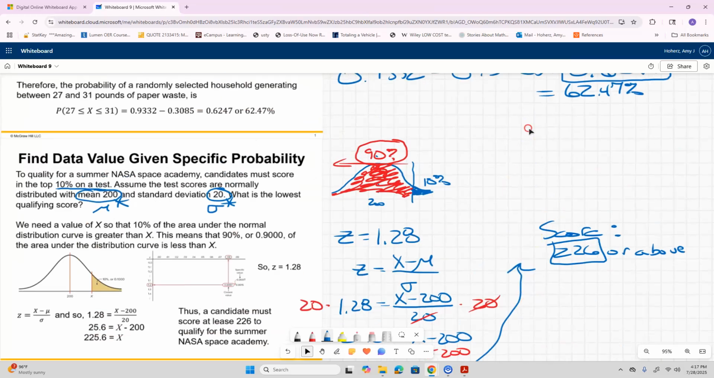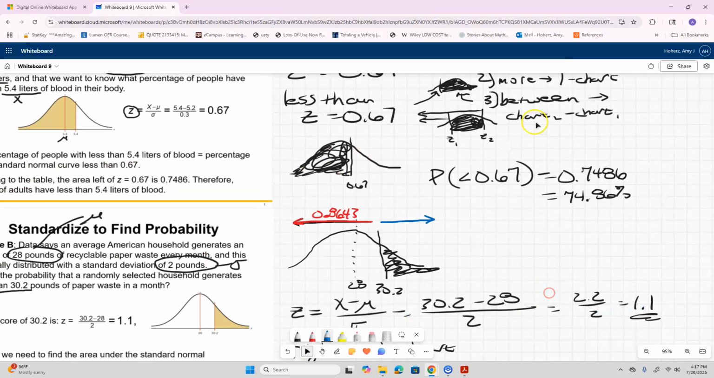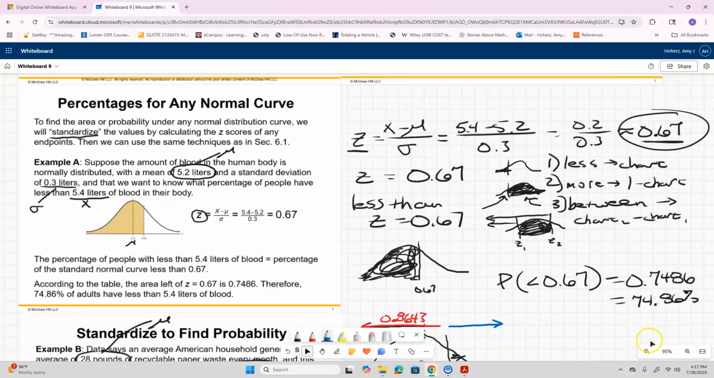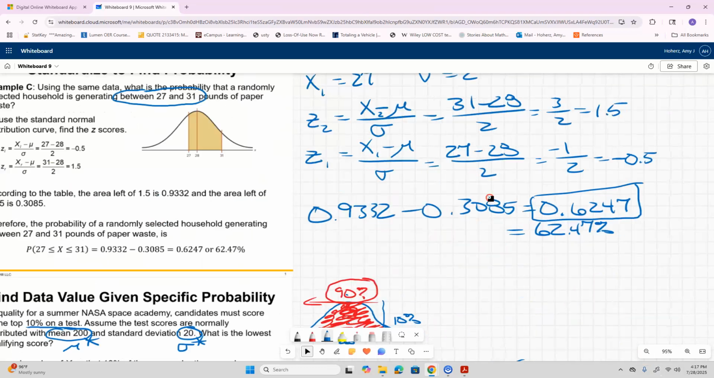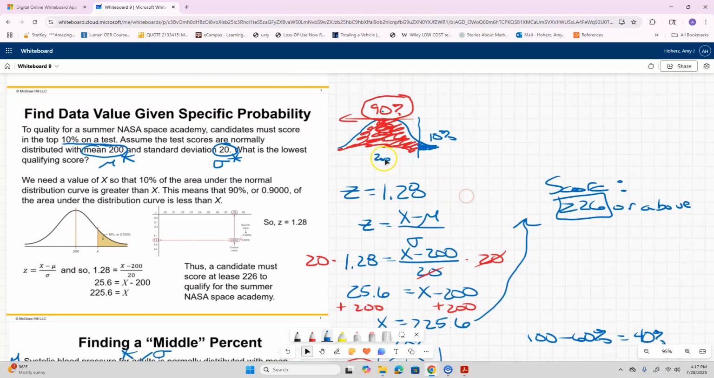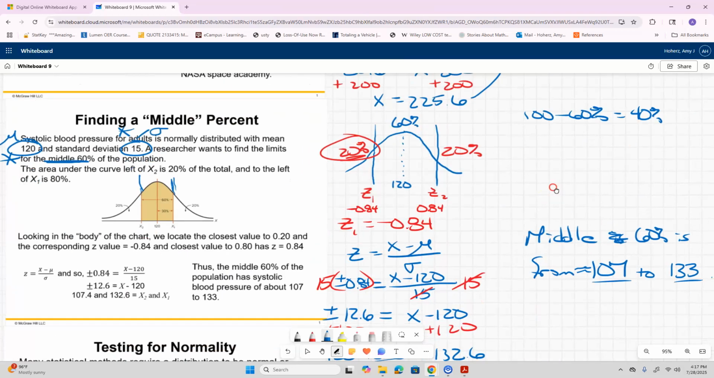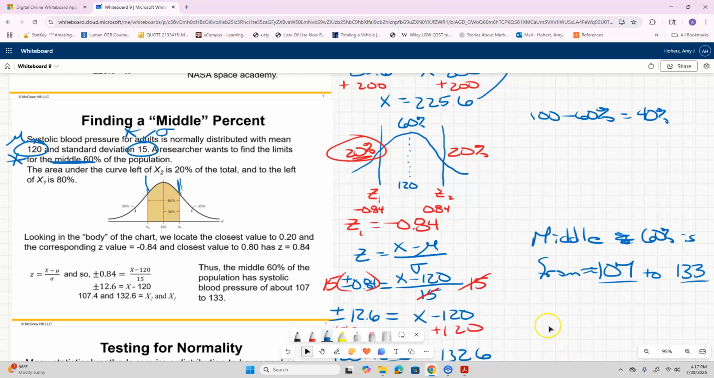Okay, so that's all our examples. Again, we had the three basic ones where we did below, we did above, we did between, and then we did a specific probability when it was just a single value. In this case, it was above, so we had to switch it to the 90% below. And then we did one that got us a middle. So those are your examples, and the first three are the type that you might see on the exam, or you will see on the exam.